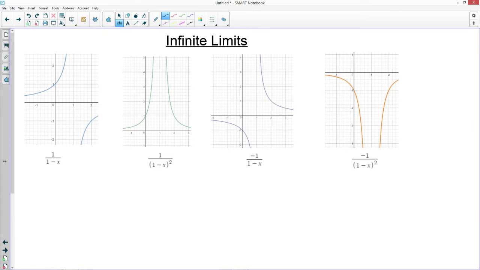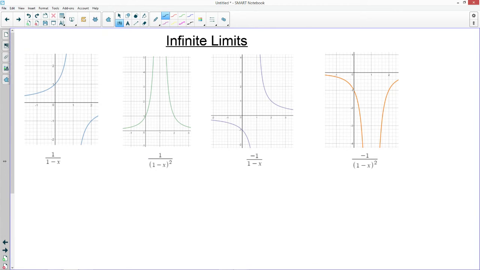So the first function I have here, 1 over 1 minus x, looks like this. Put it in Desmos, you'll see that, okay? And we're going to talk about the limit when x approaches 1, of course, right? We're trying to make the denominator 0. That's how we're going to get this infinity.